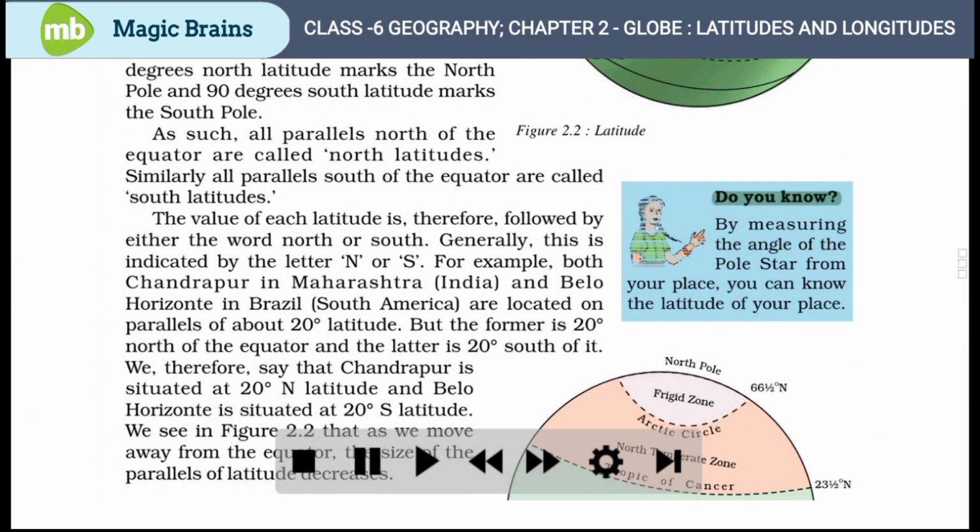Do you know, by measuring the angle of the pole star from your place, you can know the latitude of your place.